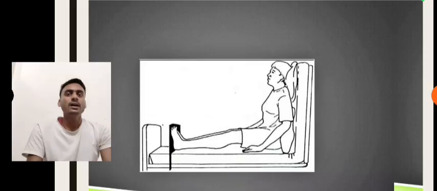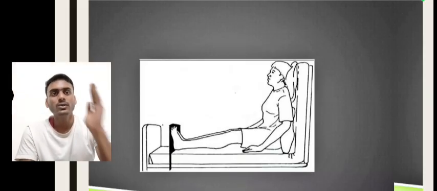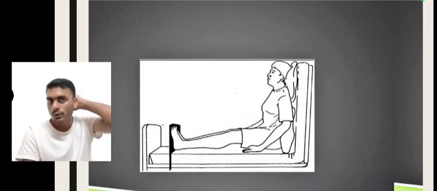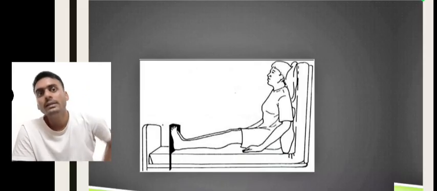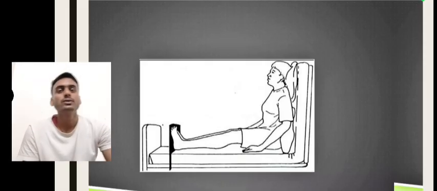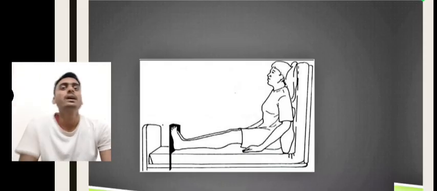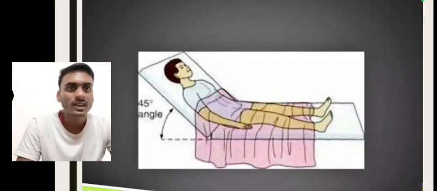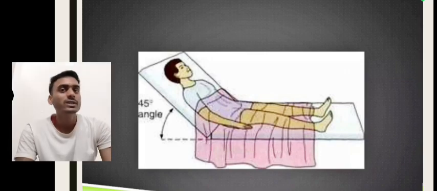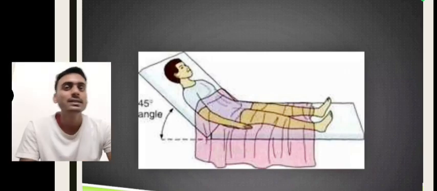So this is a high Fowler position, because the angle will be 90 degrees and a pillow will be provided below the head and just below the hip. One footrest will be there, to prevent foot drop. And this angle will be 45. So which position is it? Please write in the comments.